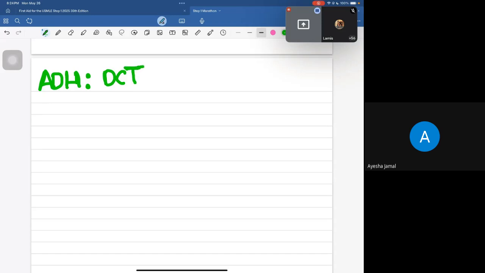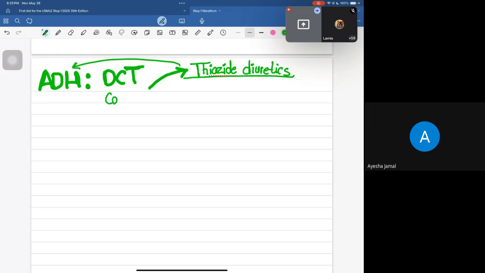Now, the second thing that is important here is that another drug also works on the distal convoluted tubule, and it decreases the absorption of water. What is that drug? That drug is going to be a thiazide diuretic. Thiazide diuretics act on the distal convoluted tubule and decrease the absorption of water. So these work in different ways from each other. Thiazide diuretics decrease the absorption of water at the distal convoluted tubule, whereas ADH increases the absorption of water in the distal convoluted tubule as well as the collecting ducts.